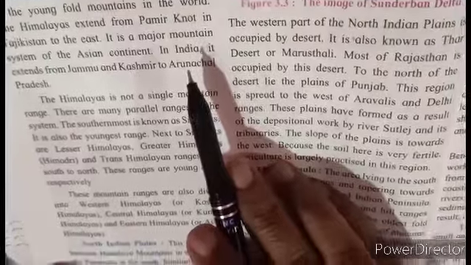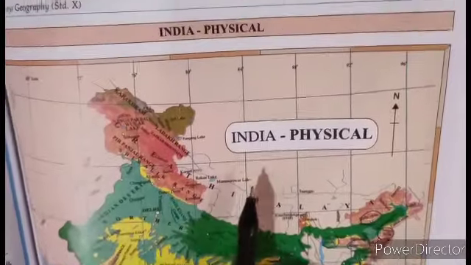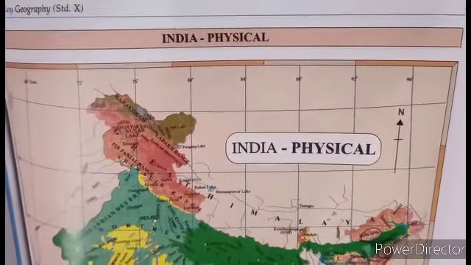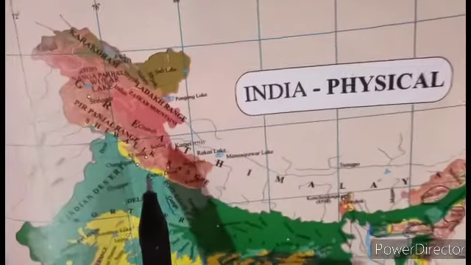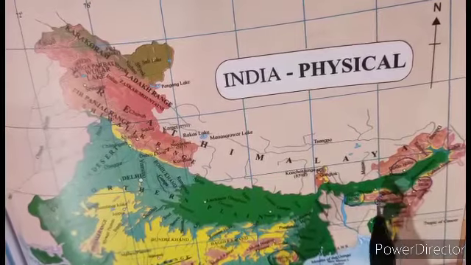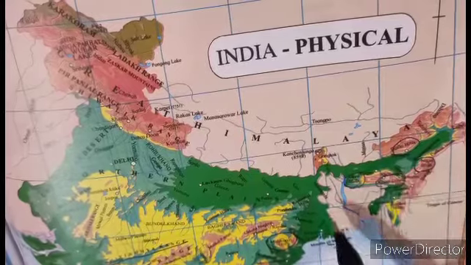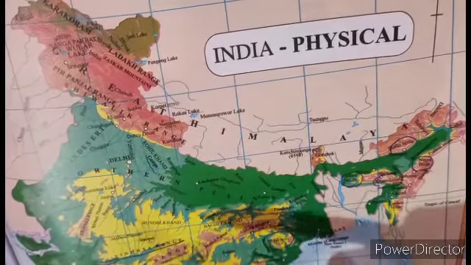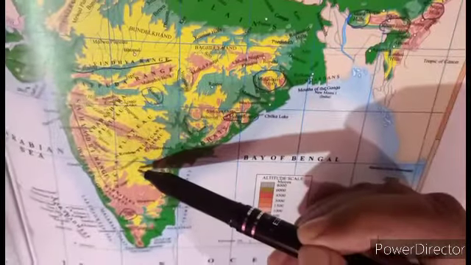Now you have to go through the physical map of India. Now pay attention on the physical map of India. Just now I have explained to you that India has 5 physical divisions. First is the mountainous region of Himalayas. Second is the North Indian Plain, dark green color. Third is the peninsula. Peninsula is shown by yellow color here.